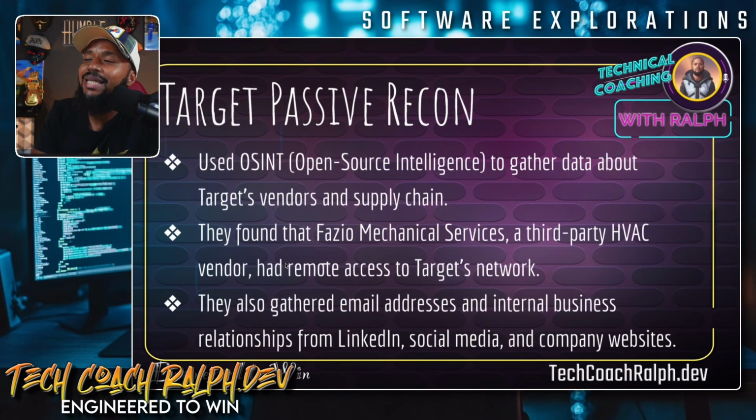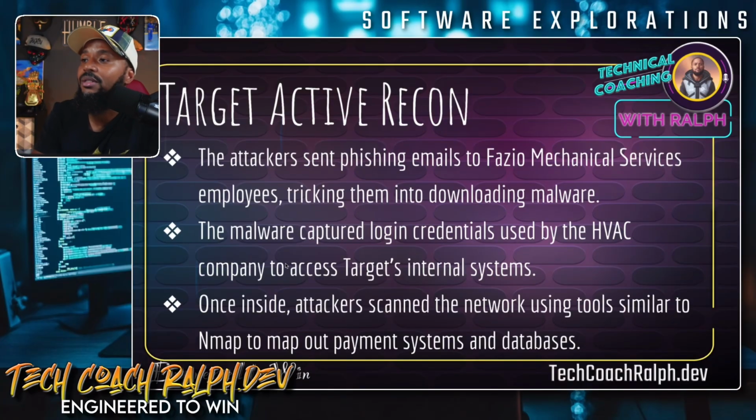So what type of passive reconnaissance was used on Target? They used OSINT, open source intelligence, to gather data about Target's vendors and supply chain. They found that Fazio Mechanical Services, a third-party HVAC vendor, yes, the HVAC vendor, had remote access to Target's network. Why would the HVAC vendor need access to Target's network? That's kind of weird, right? They also gathered email addresses and internal business relationships from LinkedIn, social media, and company websites. Now, for the active reconnaissance, the attacker sent phishing emails to Fazio Mechanical Services employees, tricking them into downloading malware.